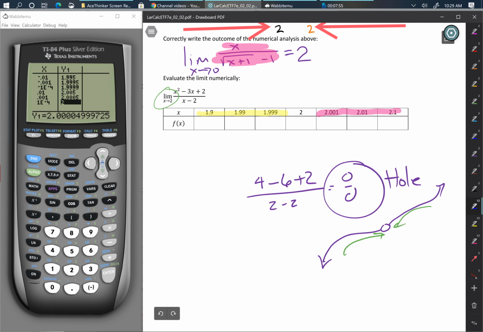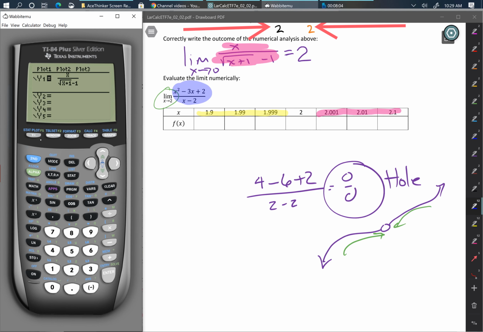But the first thing I have to do is put this function into my calculator so that I can evaluate that limit. So I'm going to come back over here and clear out that one. I'm going to put that new fraction in there. I have x squared minus 3x plus 2. That's my numerator. My denominator is x minus 2. I'm going to go back to my table. I've got all these old x's in there, so I'm just going to delete them all out.